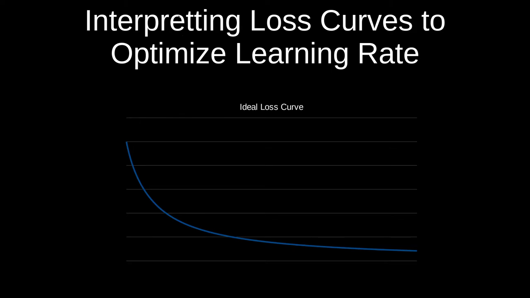Like this title says, interpreting loss curves to optimize learning rate. Learning rate is another hyperparameter. You have your optimizer, which is basically the function that's going to be used to train the algorithm. One of the parameters you'll see for optimizers is the learning rate, which is how quickly it's willing to jump.